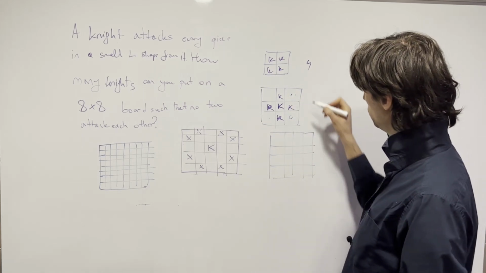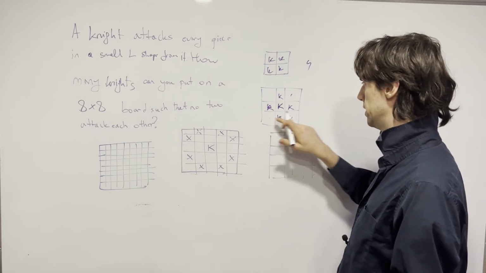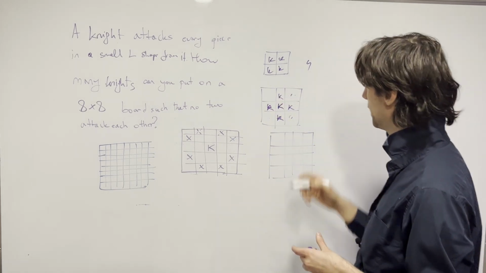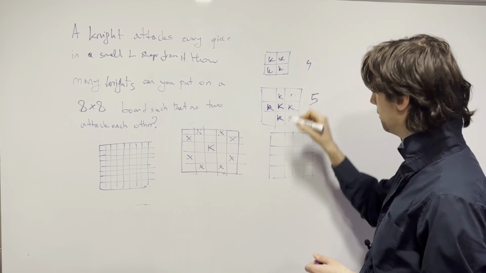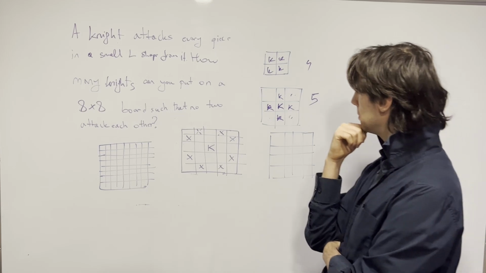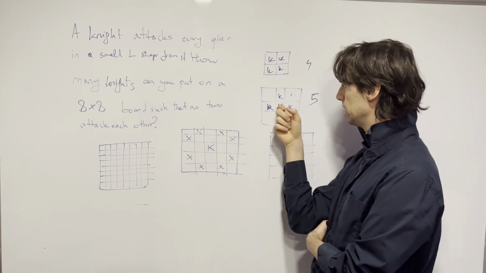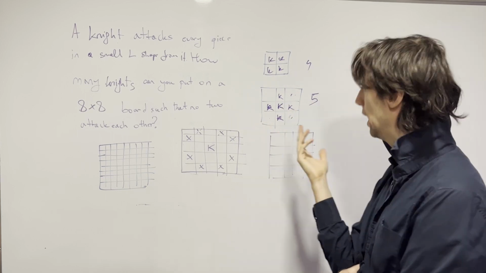Alternatively, I can also do 5 knights. Instead of putting them here, I can put them here. It's the same thing, but I get a 5. Can I get a 6 in any way, shape, or form? And the thing is, well, let's see, what would it mean for me to get a 6? Okay, so outside of this one, I can get 5.